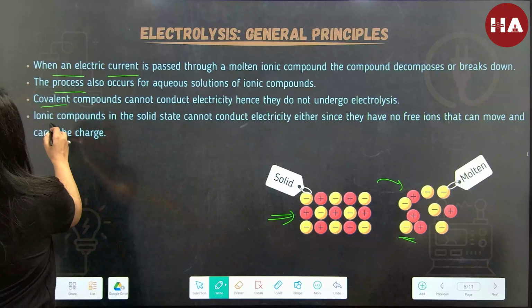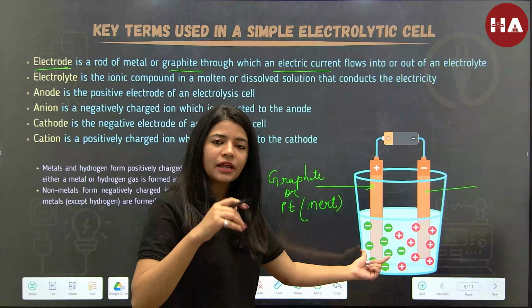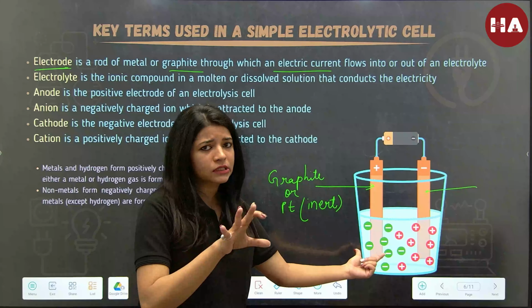They are usually made up of graphite or platinum, Pt. Why are they usually made up of these? Because these two are inert in nature. Inert means they are unreactive. So they will not react with the electrolyte, or the solution which is present inside this beaker. They will not react with this. Hence the electrolysis process is not disturbed.